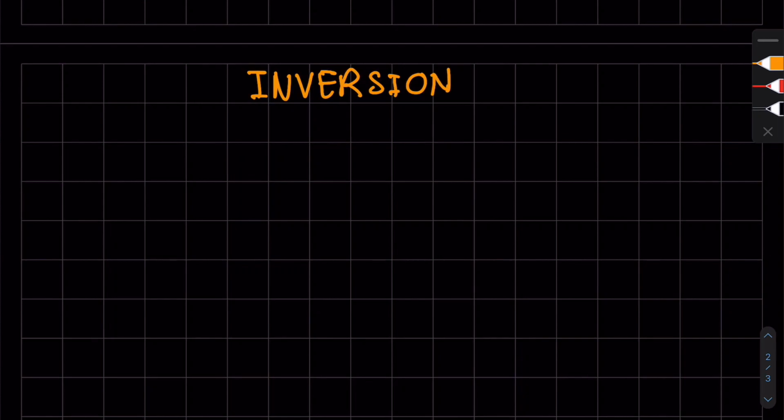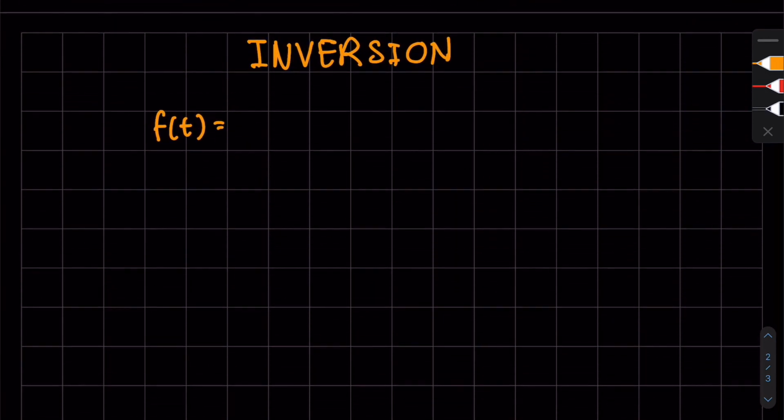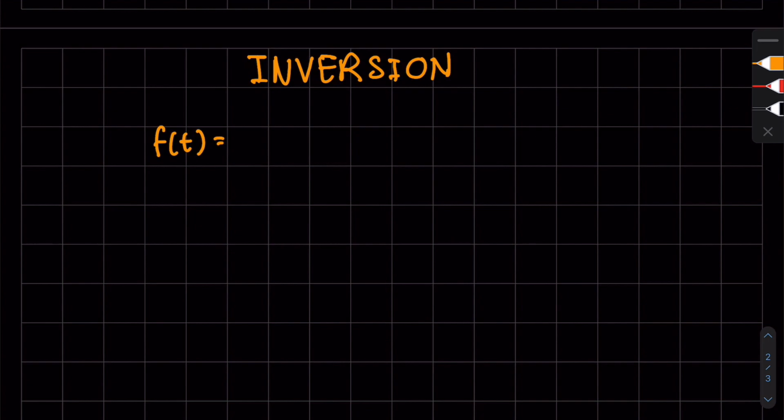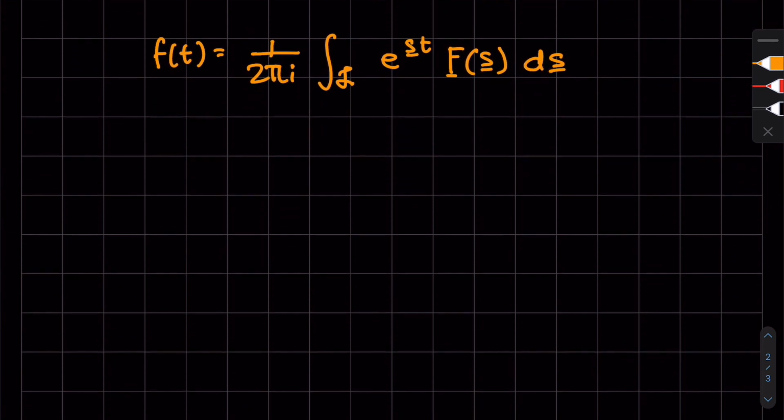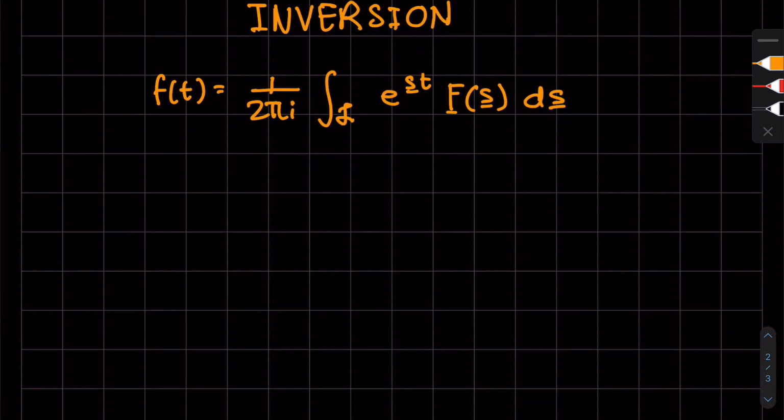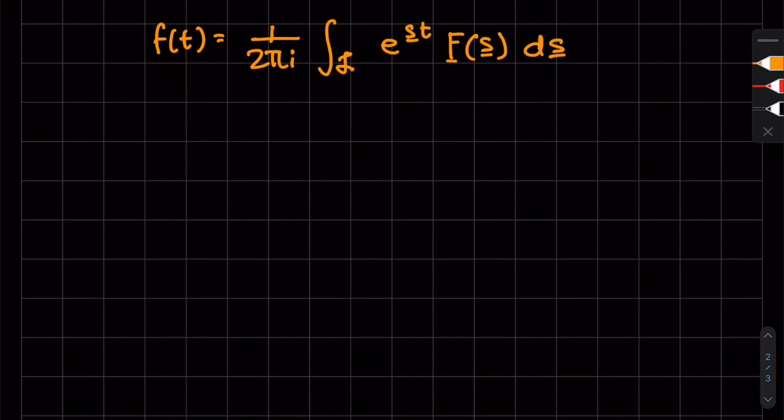So the inversion is pretty straightforward. Say f of t, we have to get back what f of t is, which was basically what we defined at the start. Well, let's assume we don't know what f of t is. Let's just call the inverse f of t at this point. The formula for inversion is 1 over 2 pi i, integral over some Laplace contour L of e to the st, capital F of s, ds. Now we have to define what L is, and for that reason we need the region of convergence.